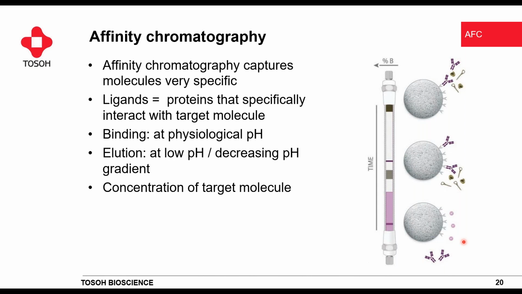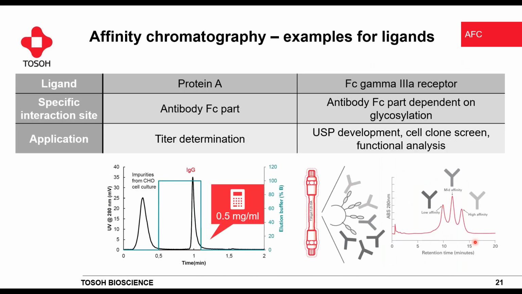It works quite well, especially for antibodies, because what you see is we have as a ligand, for example, protein A bound on the column, and the interaction site that protein A interacts with on your antibody is the Fc part of the antibody. It's often used to determine the titer of your sample.